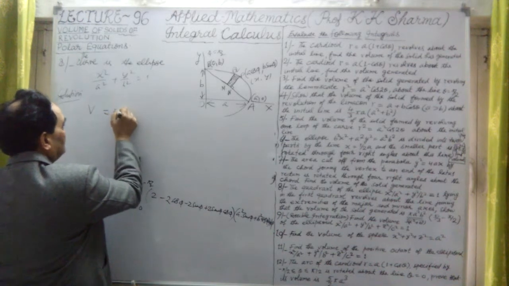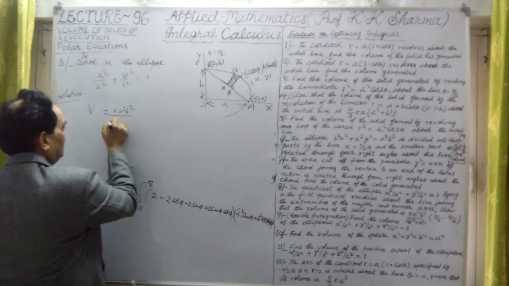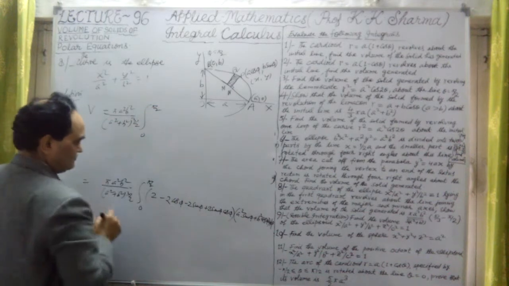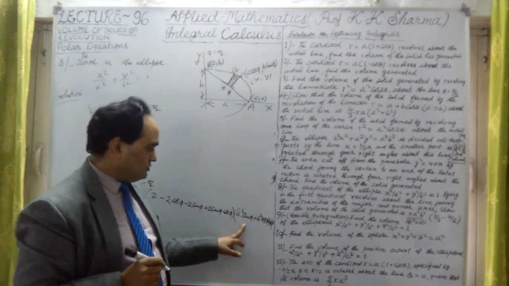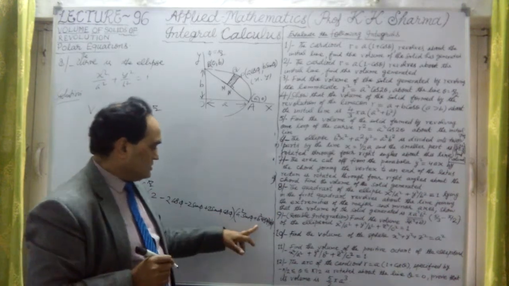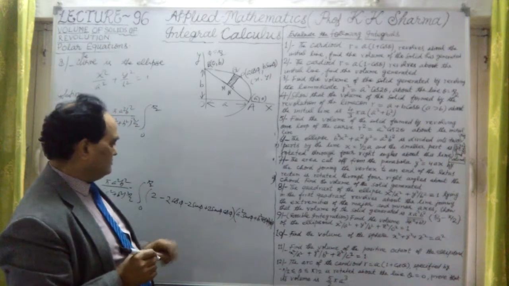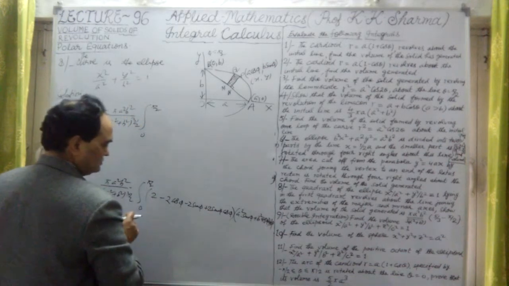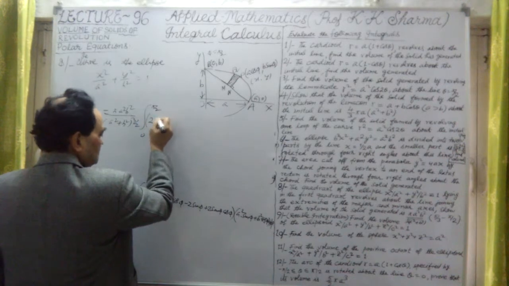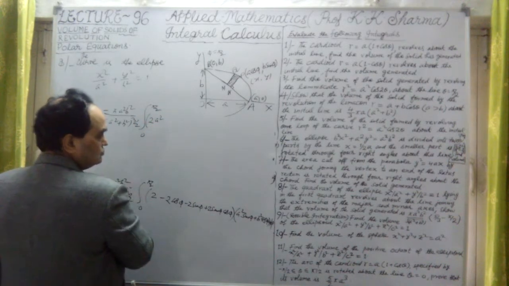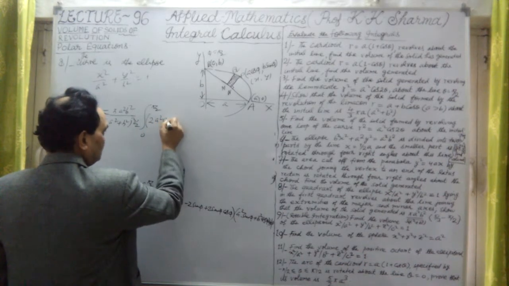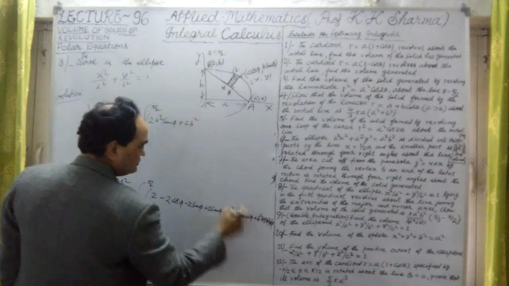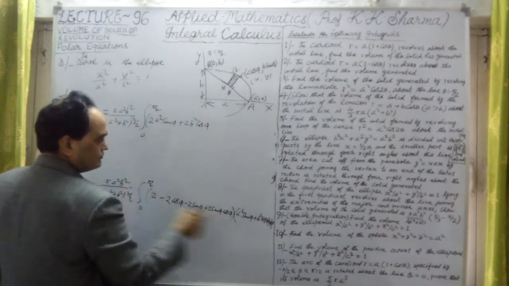It is giving us pi into a square b square divided by (a square plus b square) whole power 3 by 2, limits 0 to pi by 2. Now one thing is 2 into a square sin square phi. Again, 2 into b square into cos phi, because this is sin phi cos phi. So if I multiply these two values by 2, first these two values, it will give us 2 into a square into sin phi, first, plus 2 into b square into cos phi. This is cos phi here.